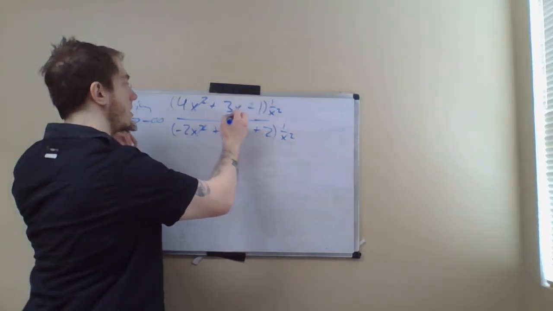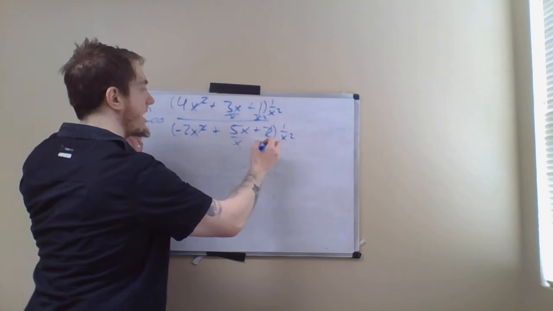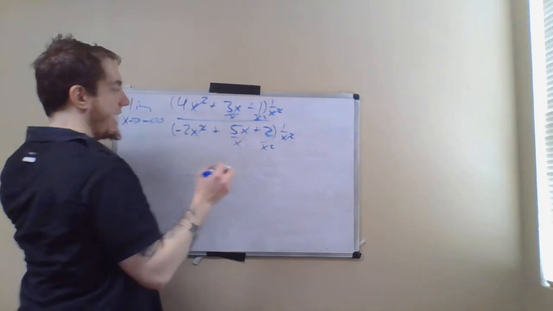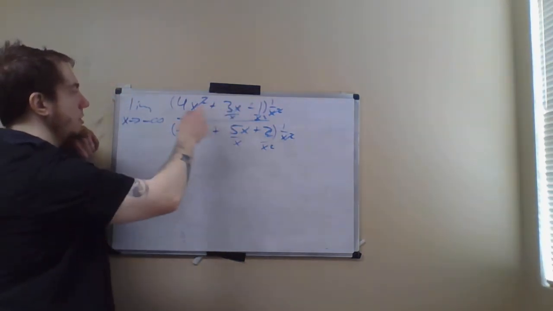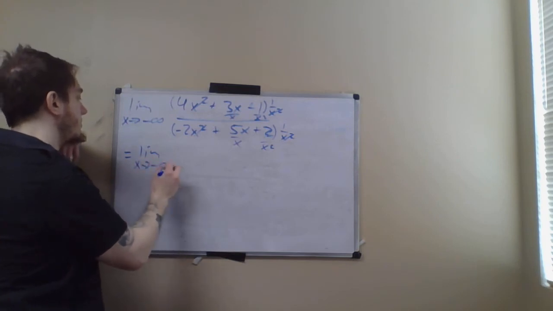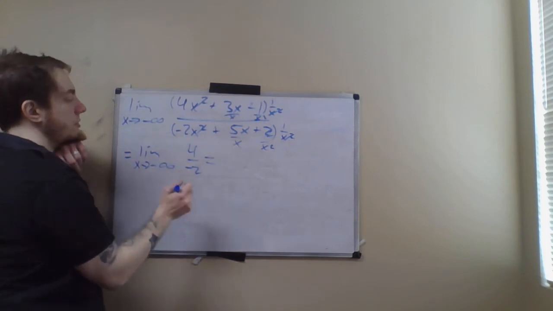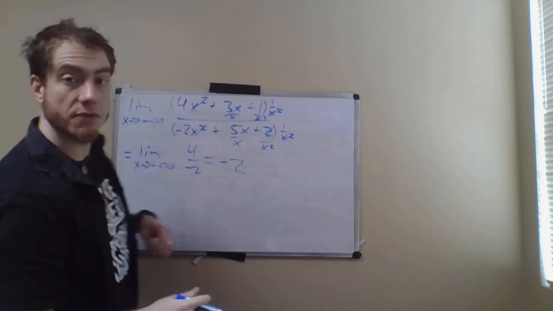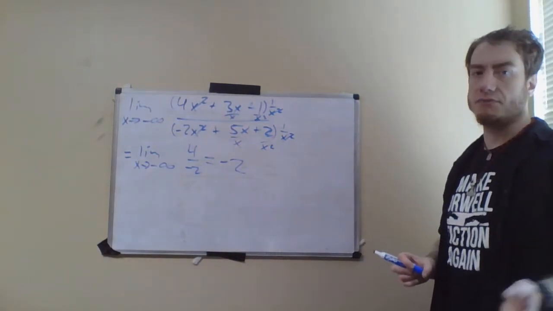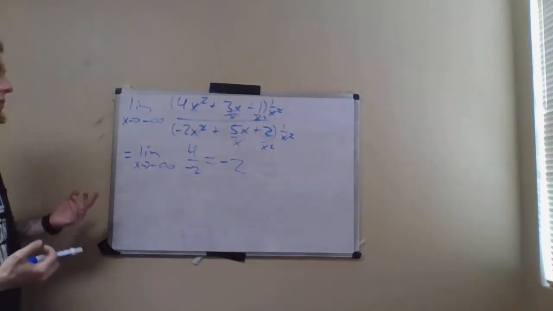This is going to become over x. And these are going to become over x squared. Whoops, I don't want to actually cancel that. And then all of these are going to go to 0 except for these first two. So this is going to be the limit as x approaches minus infinity of 4 over negative 2. And that's just going to be negative 2, because 4 divided by negative 2 would be negative 2. And the limit as we approach infinity of some constant is still just that constant. So this comes out to be minus 2.